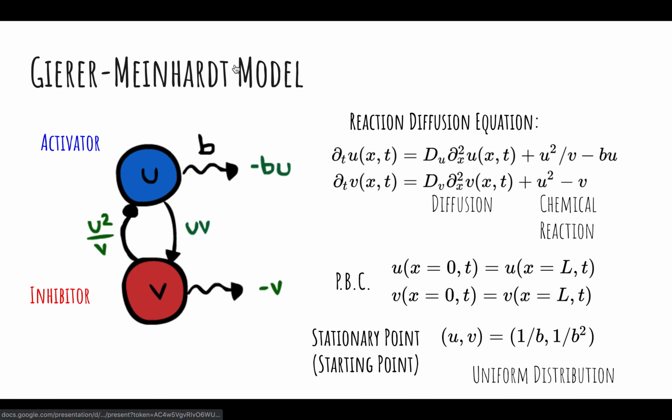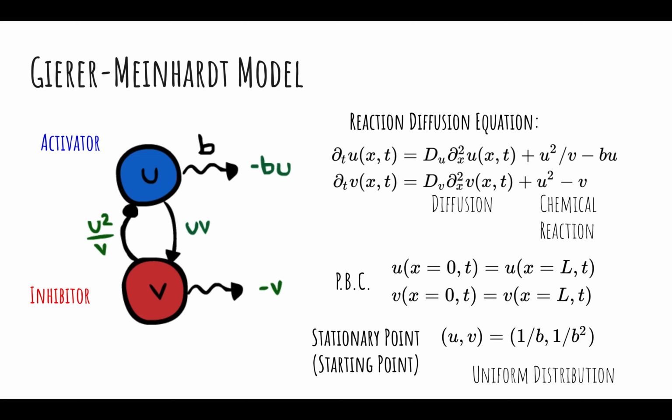Now, let's take a look at it. U and V: U is the activator, V is the inhibitor. They're two chemicals that are interacting with each other, and the interaction can be seen in the reaction diffusion equation. It's the chemical reaction part. Now, you're all familiar with the reaction diffusion equation. The only difference is the chemical reaction part. It's different for each model.